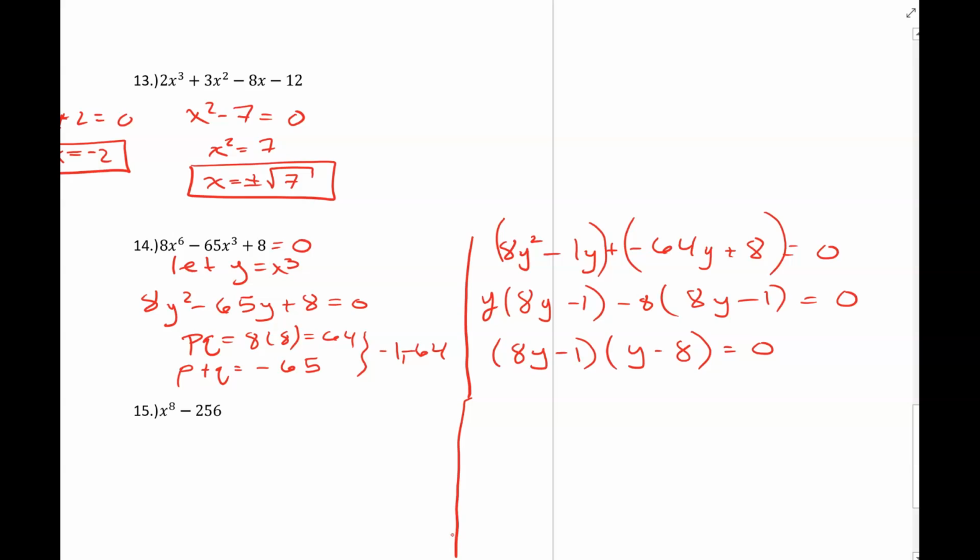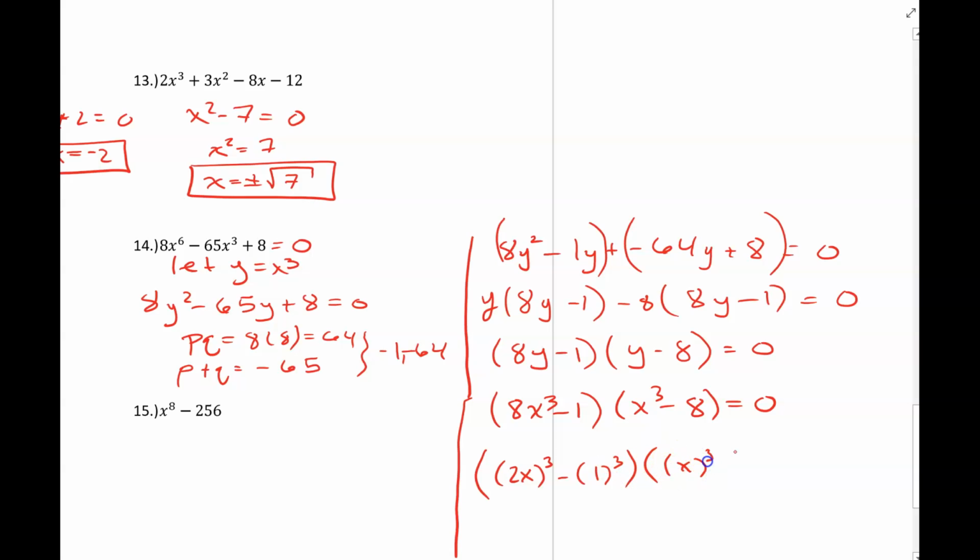But I didn't want to factor this over y. I wanted to factor over x. So let's go ahead and substitute back in. I know y is x cubed. So now I need to check to see if these factor anymore. I notice quickly that both of these are differences of two cubes. I can rewrite 8x cubed as 2x to the third, and I can write 1 as 1 to the third. And similarly, I can write x cubed as x to the third and 8 as 2 to the third. Everybody agree with that? Clearly, these are differences of two cubes.